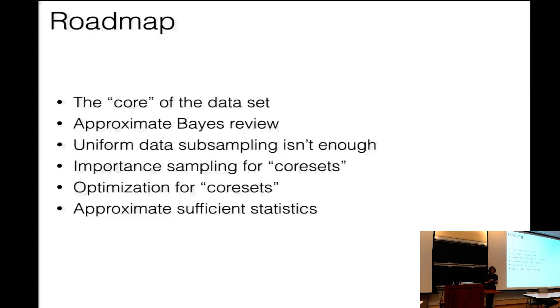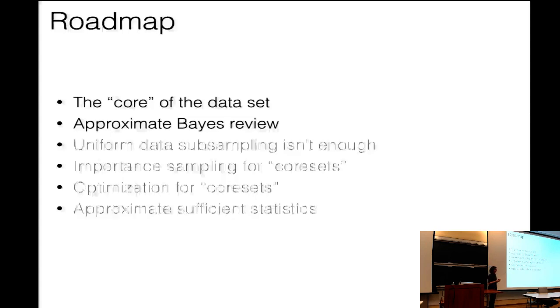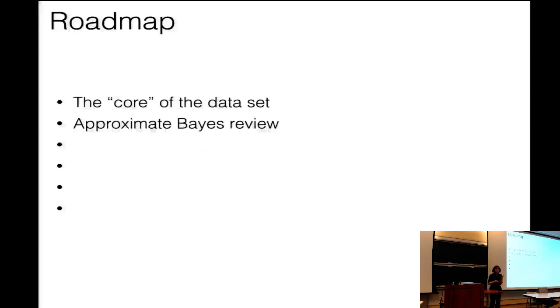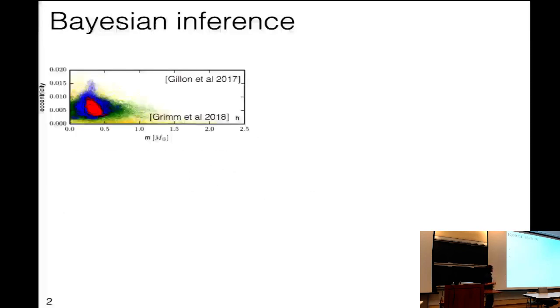So in statistics, there's this old venerable idea of a sufficient statistic, which is a nice way to summarize data when it exists, but it often doesn't exist. And so could we approximate it somehow and get something that we can use in other problems? OK, so let's start in on approximate Bayesian inference and what we're trying to accomplish there.